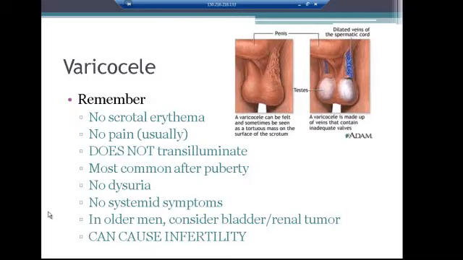Remember, in differentiating hydrocele and varicocele and testicular torsion, that varicoceles do not cause erythema, they are usually painless, they do not transilluminate, they are not part of the testicle themselves. They're more common after puberty. There is no pain with urination. There are no systemic symptoms. In older men, you have to also consider bladder and renal tumors, and these can cause infertility due to vascular abnormalities.